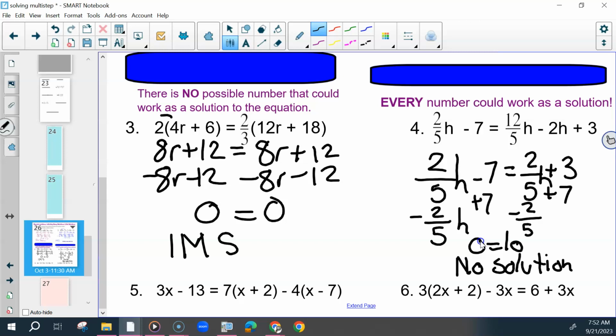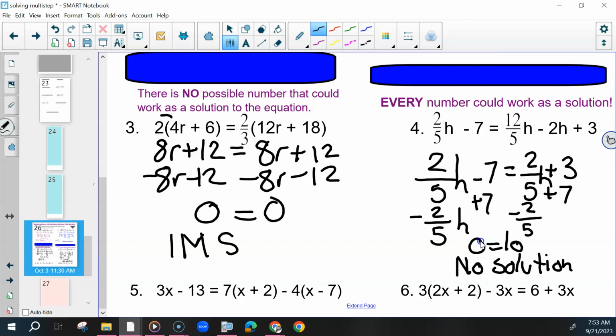But if you combine your like terms first, you would have seen that on both sides you have the same coefficient of 2/5, but different constants. So at that point you could have said this is going to be no solution. But if you kept going, added 7 or subtracted 3, and then got rid of the 2/5, you would have seen that that is no solution.